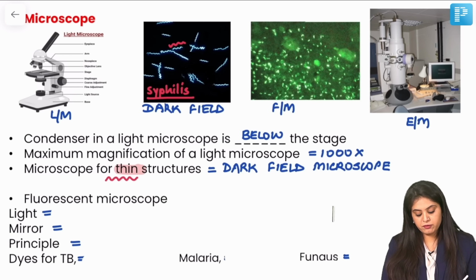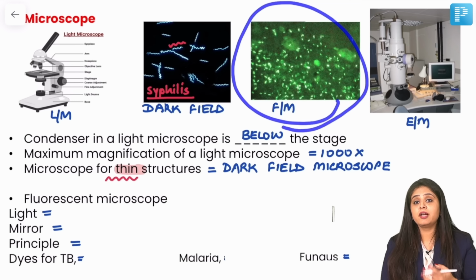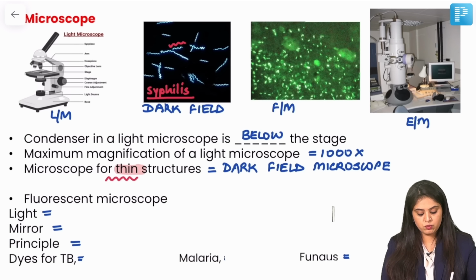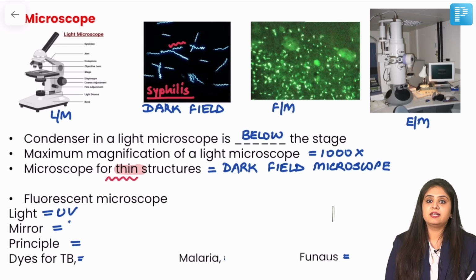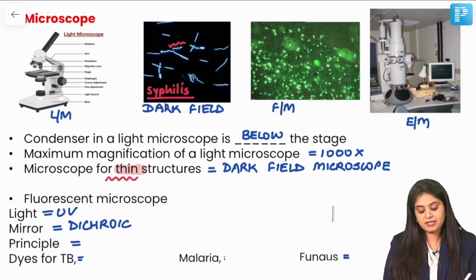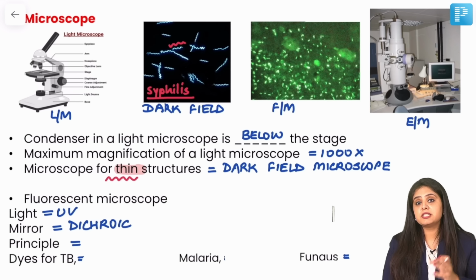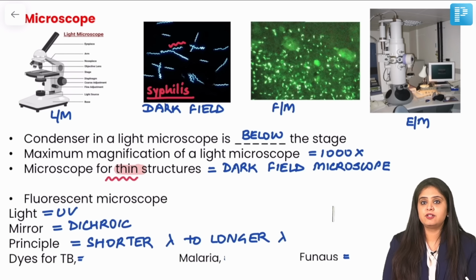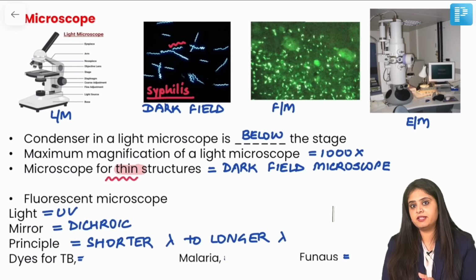Now moving on to the fluorescent one. For fluorescent microscope, what kind of a light will you use? And that's question 1, which is going to be ultraviolet light. What kind of a mirror will be present in the microscope to give this kind of a shine? That is the dichroic mirror. There's a particular principle on which this microscope works, that is the shorter wavelength of light, ultraviolet light, is converted to longer wavelength.